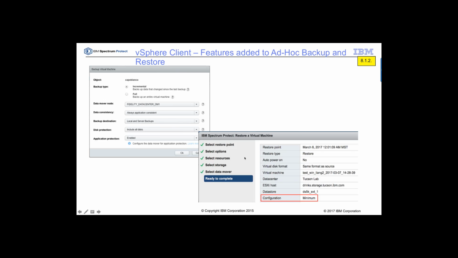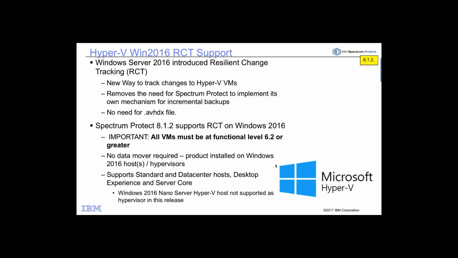From a restore perspective, we've added a couple different options to this dialog box. One of these is you can do a minimum restore, which does not restore the configuration but only restores the data, which may be useful in some specific circumstances. Okay, so that's data protection for VMware. Moving on to data protection for Hyper-V.